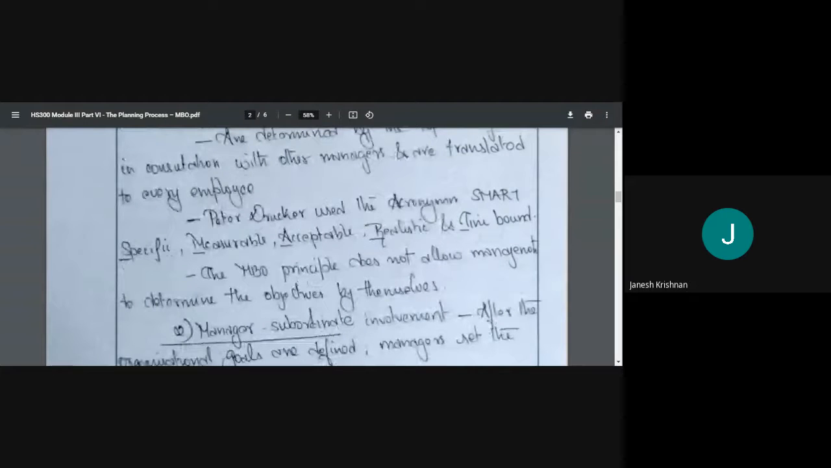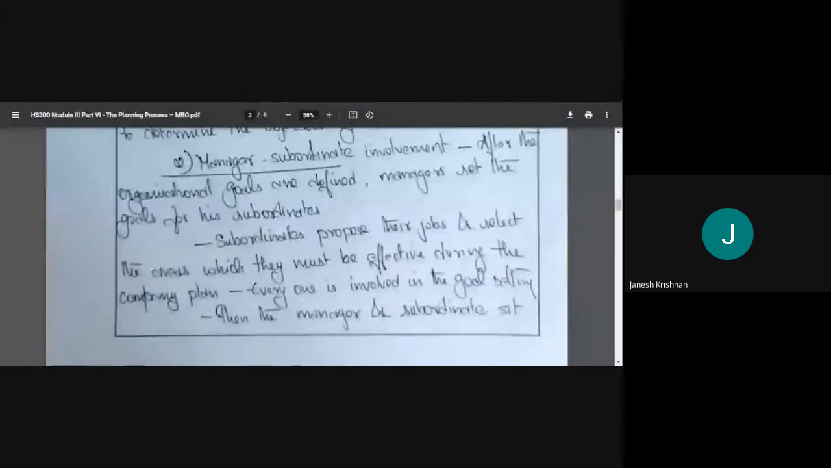Then the second step is manager-subordinate involvement. So after the organization goals are defined, managers set the goal for the subordinates, right? Like we said, 1000 bodies in a department A produce center. So the department A manager will call employees A, B, C, and D and say, each of you has to produce 250 bodies, right? But what happens is, the subordinates propose their job and select the areas in which they must be effective during the company plan. So the subordinates say, okay sir, I can or I cannot produce 250. I can produce 300, like that.